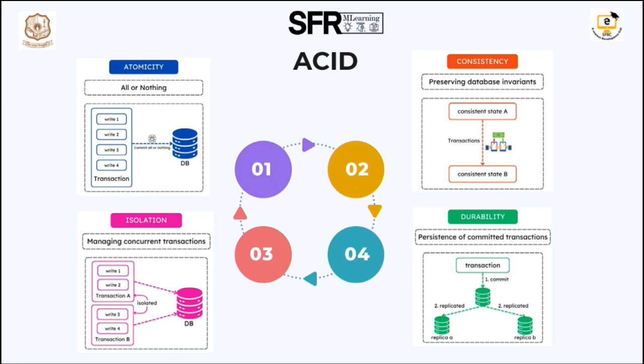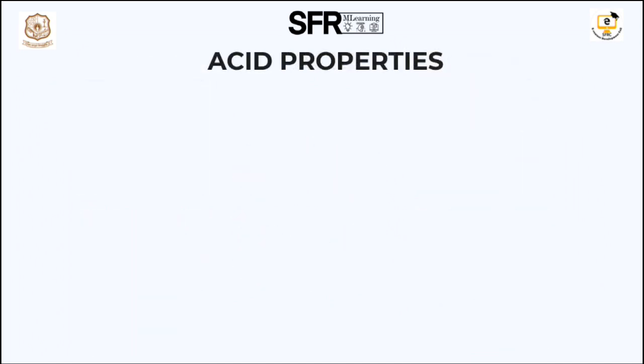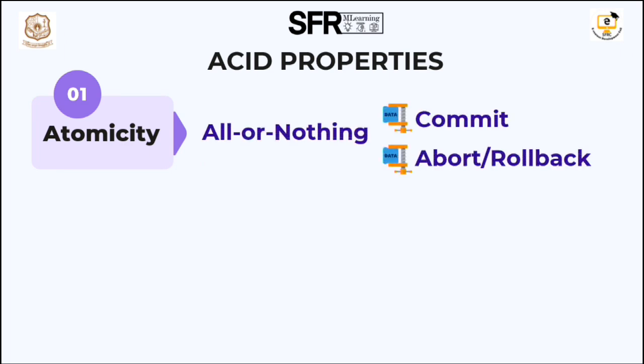Let's see the properties clearly. First, atomicity. What is atomicity? It means a transaction is all or nothing. That is, either all its operations succeed or none are applied. If any part fails, the entire transaction is rolled back to keep the database consistent. There are two cases in this. First one is commit, second one is abort or rollback.